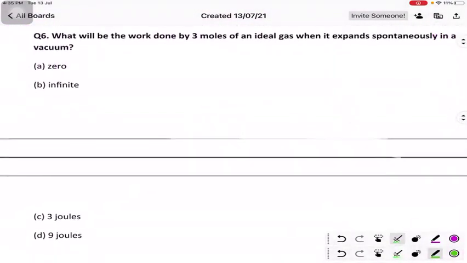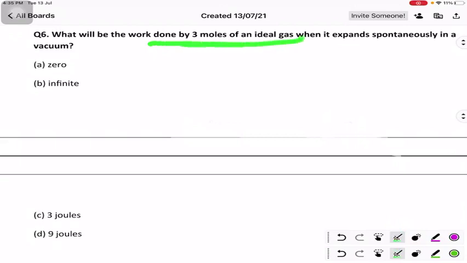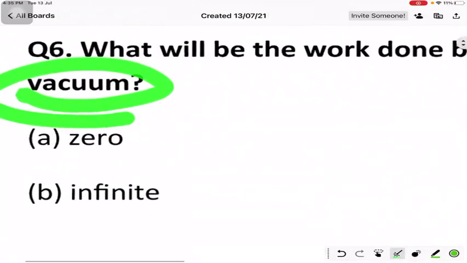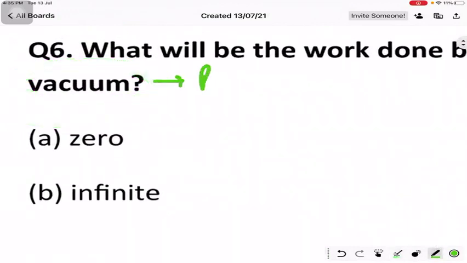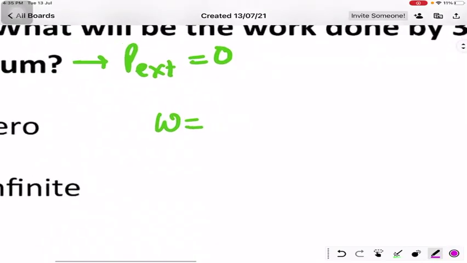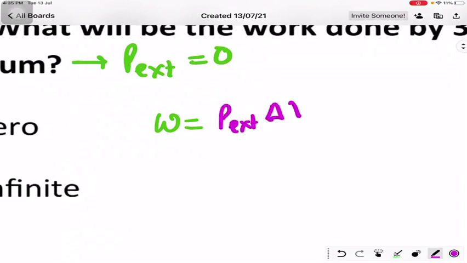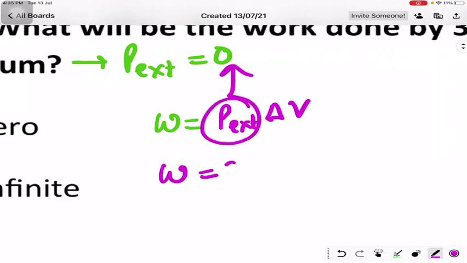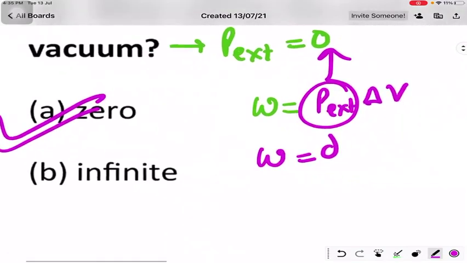Next is, what will be the work done by 3 moles of ideal gas when it expands spontaneously in vacuum? What do you mean by vacuum? Vacuum means external pressure is equal to 0, and whenever we are writing a work done expression, we always write the opposing pressure, because the gas is expanding. So what is the opposing pressure? It is external pressure. So it is P external delta V. Here P external is equal to 0, so W will be equal to 0. Work done is 0. Option A is correct.